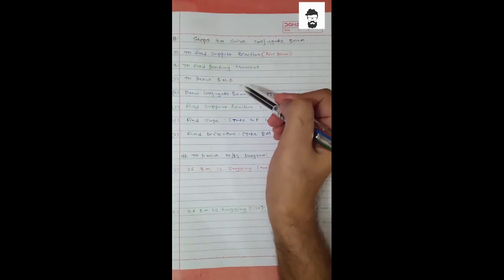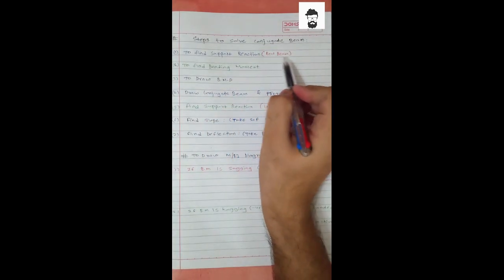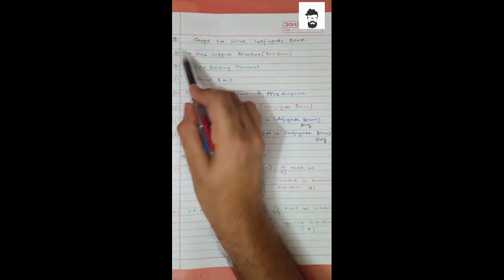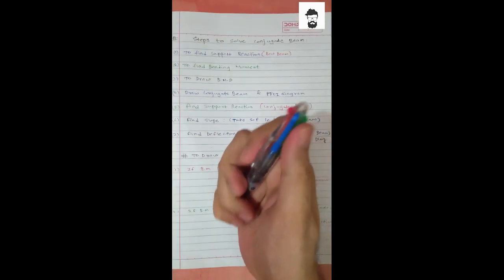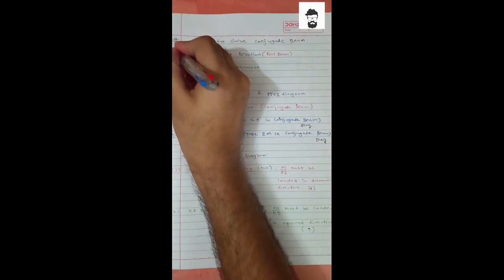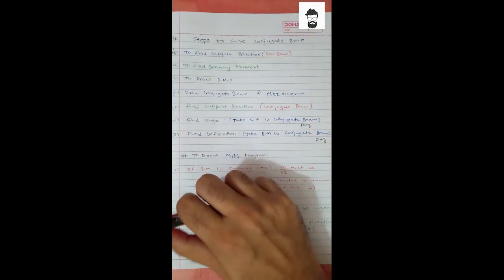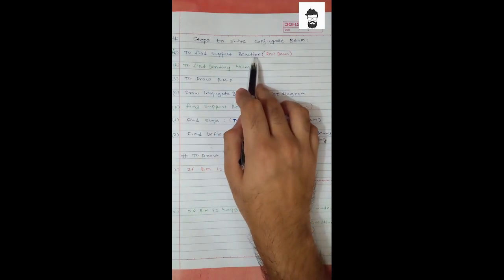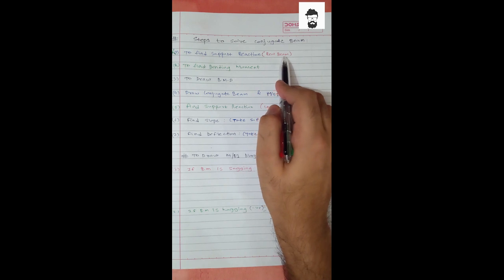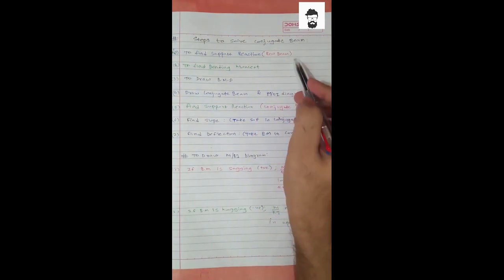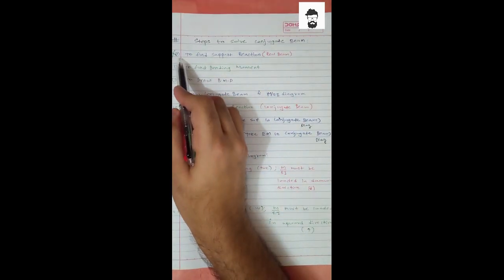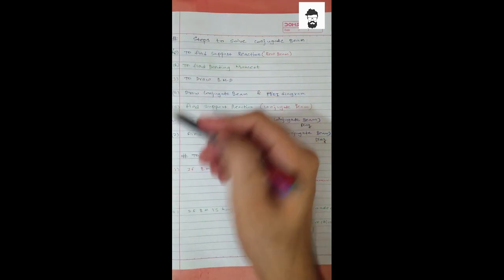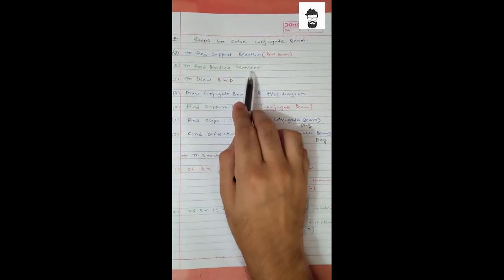What if a cantilever beam comes? Then for cantilever beam, the first step will always be dropped. No need to find support reaction if a cantilever beam comes. This step will get cancelled if a cantilever beam comes. So the first step is to find support reaction if simply supported beam or overhanging beam comes. But if a cantilever beam comes, first step gets cancelled. Second step is to find bending moment.